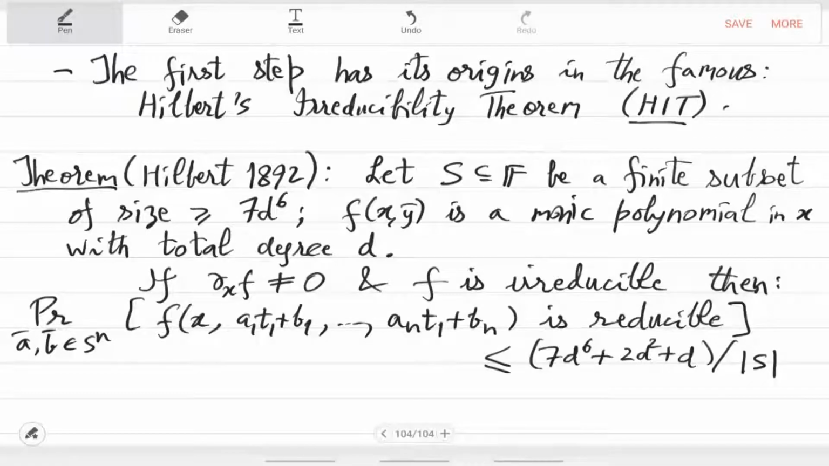But what it is saying is that when you project in this specific way, linear functions in T1, you pick n random linear functions in T1 and plug them in for y1 to yn, then the chance that this becomes reducible from the originally irreducible polynomial is very low.